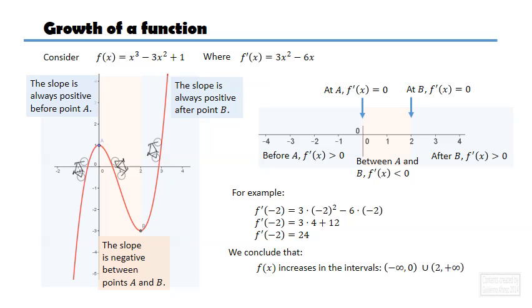So our conclusion is that f of x increases in the intervals from minus infinity to 0. Minus infinity means minus a very big number, like minus 5 million, it doesn't matter, to 0. And this means, and remember, from probability, to plus infinity, to a very big positive number. And it decreases in the interval 0, 2. This is how we talk about the growth of a function. Here's another way to look at it.